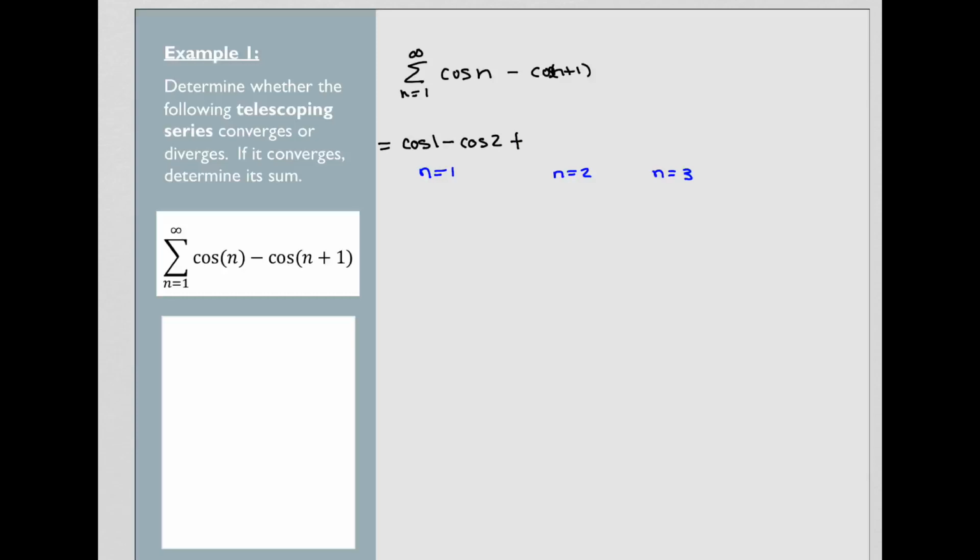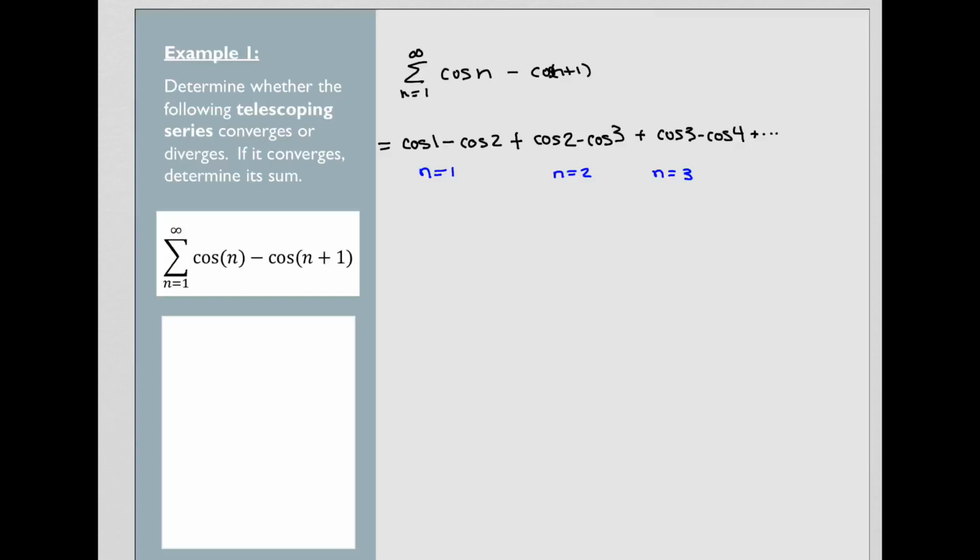Added to that, now let's put 2 in for n, and that'll give me the cosine of 2 minus the cosine of 3. That'll be my second term in the series. And then let n be 3, and I get the cosine of 3 minus the cosine of 4. But I just want to stop right here, because remember, this series goes forever. And what do I observe?